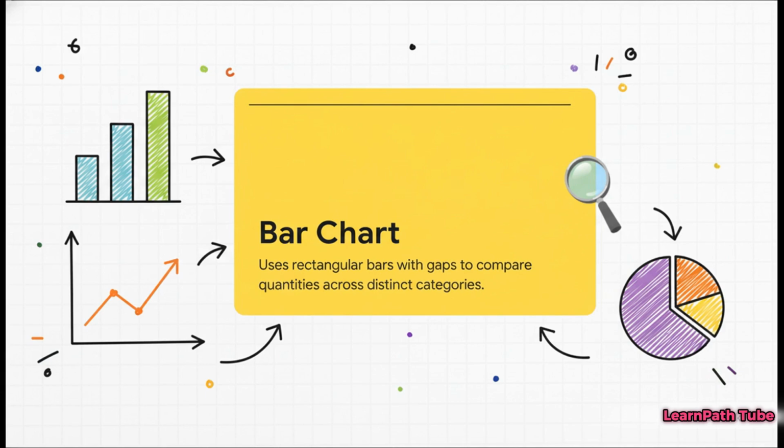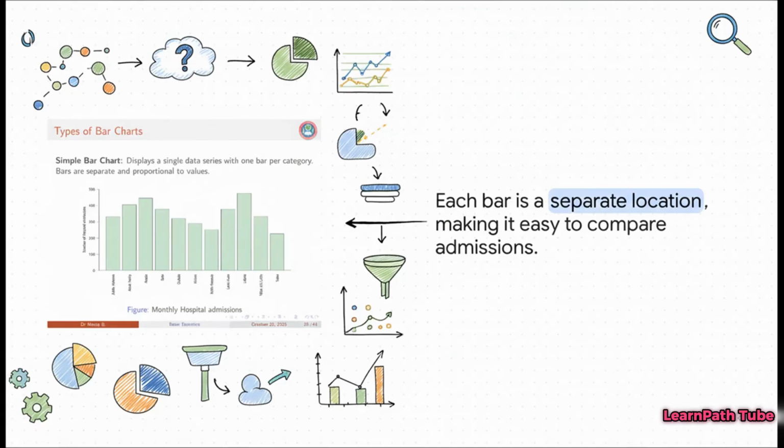So think cities, or different products, or maybe car brands. And here's the key visual clue you gotta look for: the gaps between the bars. Those gaps are literally telling you, hey, these are separate things we're comparing. And this is a perfect example.